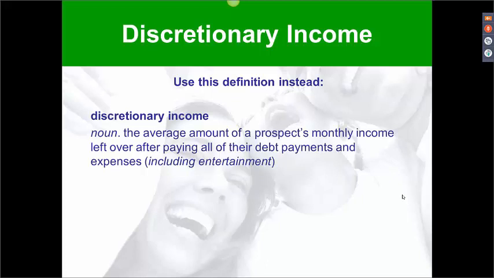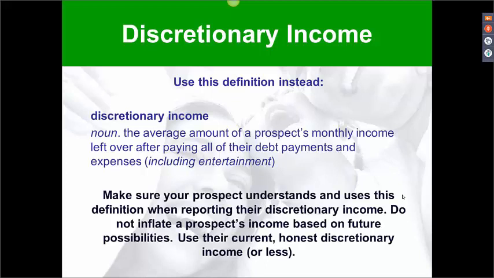We say to people that we can show you how to get out of debt in 1/3 to 1/2 the time without changing your current standard of living. This is how we do it. Don't go in and say, well, if you scrimped and saved here, if you pulled the money you usually have in savings and put it here, if you didn't live the way you live. We want to give them an analysis based on the way they are currently living their lives, so it's a true representation when we show them those numbers, that they need not alter anything but to incorporate this program. Make sure your prospect understands and uses this definition when reporting their discretionary income.